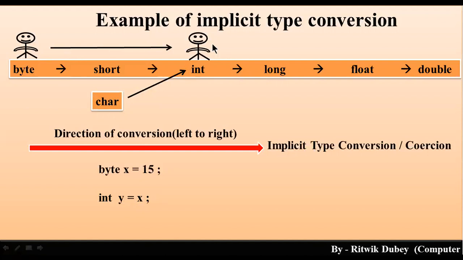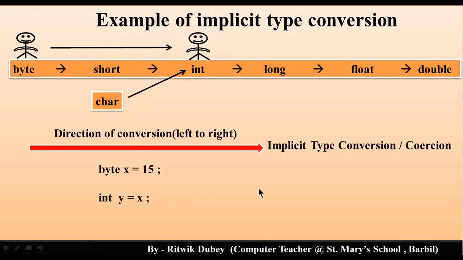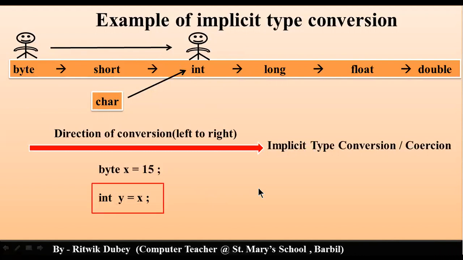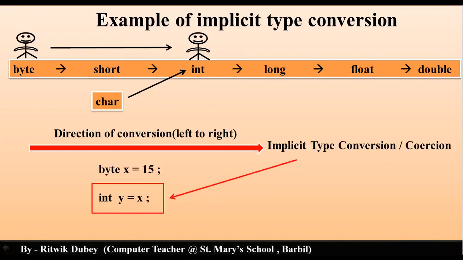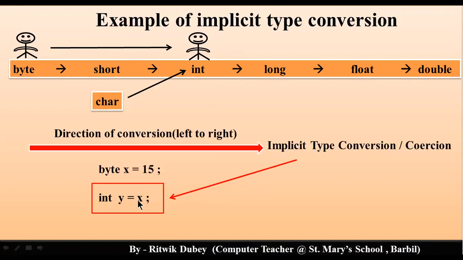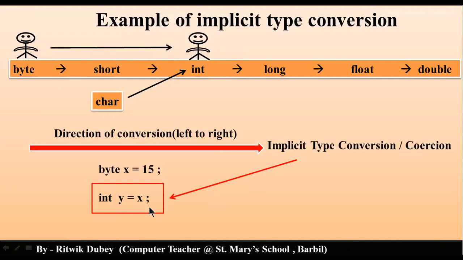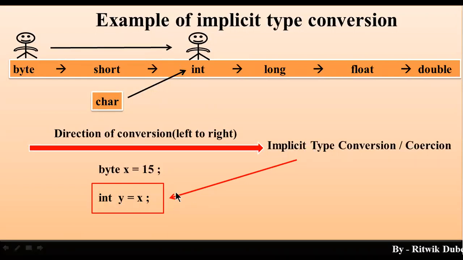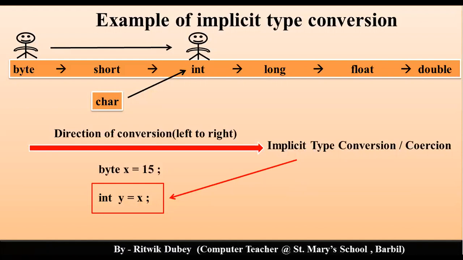So what is the direction of conversion? The direction of conversion is left to right, and it will be done automatically by the compiler. This is called implicit type conversion. We have just assigned the variable's value to y, but internally the compiler will do the conversion. Clear? Now, let me give you one more example.